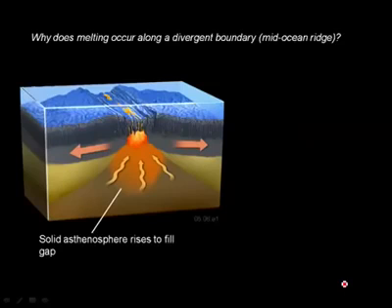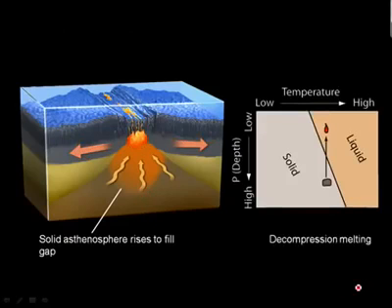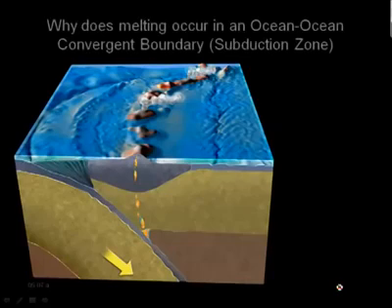You know that melting occurs at the mid-ocean ridge. Well, why? We know that the two plates move apart. That's decompression. The asthenosphere, which is solid or almost solid, comes up to fill the gap. But as it loses pressure, it is then able to melt and fill in these cracks within the splitting ocean plates. So mid-ocean ridges are a classic example of decompression melting.